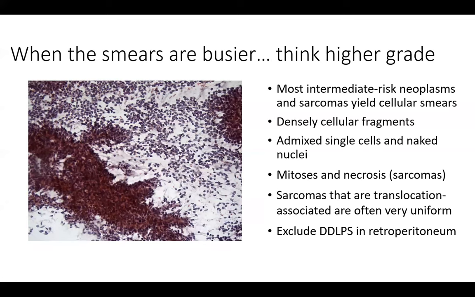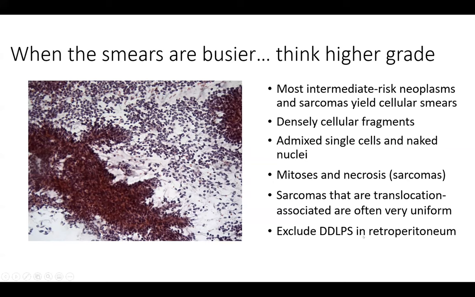When the smears of spindle cell lesions get busier, think higher grade. So most intermediate risk neoplasms and sarcomas will yield highly cellular smears. Here you can see in this example of synovial sarcoma, densely cellular fragments mixed with single cells and nuclei in the background between the fragments. Again, in sarcomas, you'll often see high mitotic activity and necrosis, and sarcomas that are translocation associated are often very uniform.